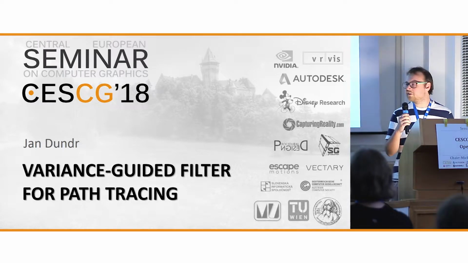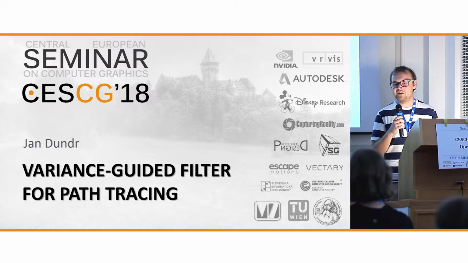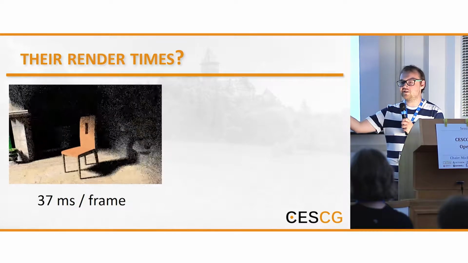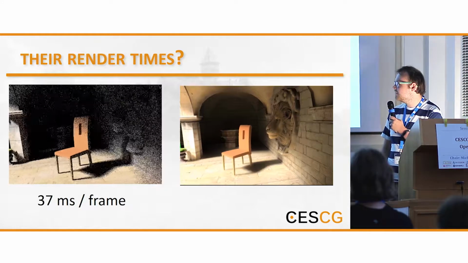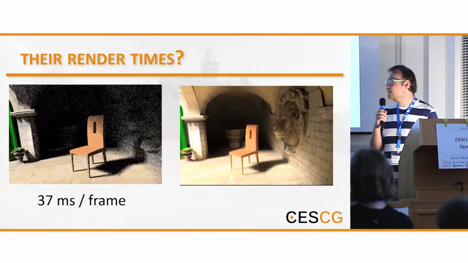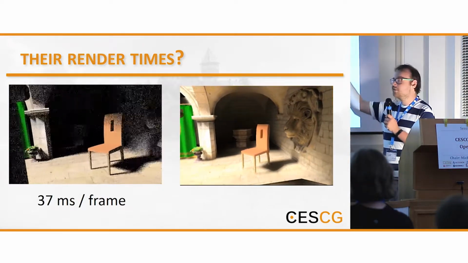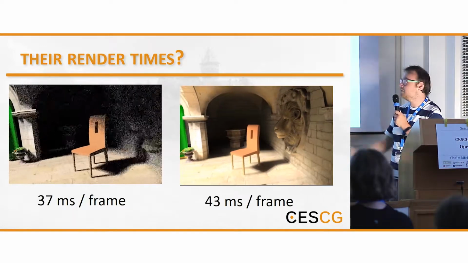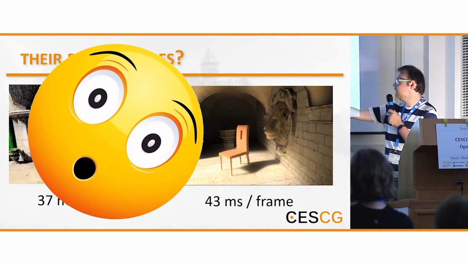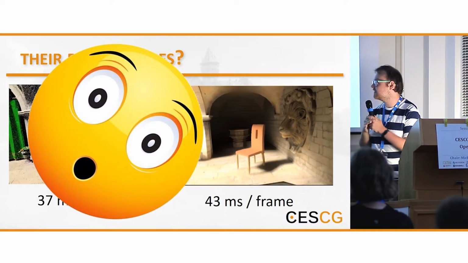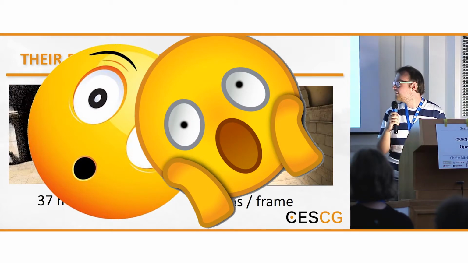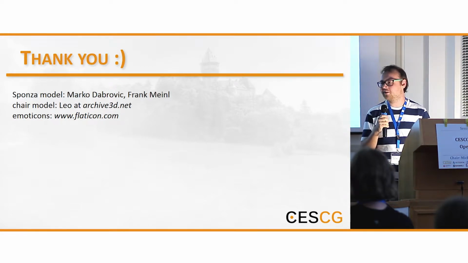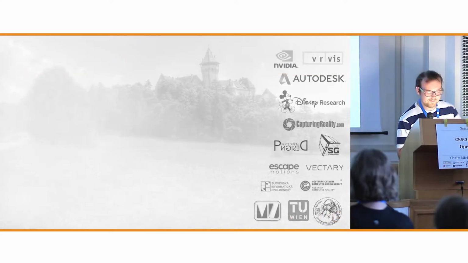Hello, my name is Dundr, and my talk will be about variance-guided filtering of path tracing. So here we can see just simply a path traced image. It takes about 37 milliseconds per frame, but it's really noisy. Now guess how long it takes to render this one. There's really not much noise, and it's all much nicer. It takes 43 milliseconds. It's only 6 milliseconds more. So how did I do that? If you want to know how I can do that, you can go to my talk on Thursday afternoon. Thank you.